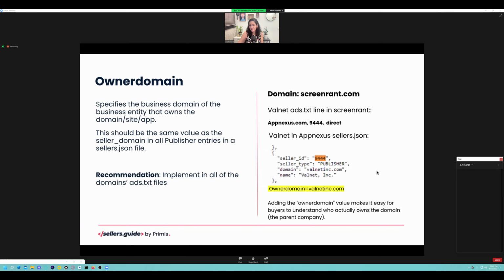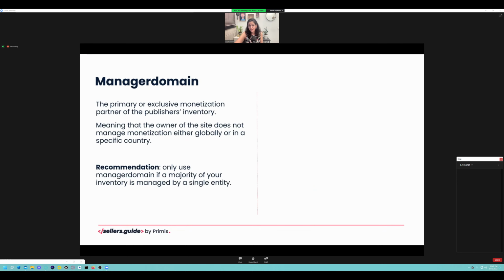Okay, so basically when you're adding the owner domain value, it makes it very easy for buyers to understand who actually owns the domain, who is the parent company. Manager domain.